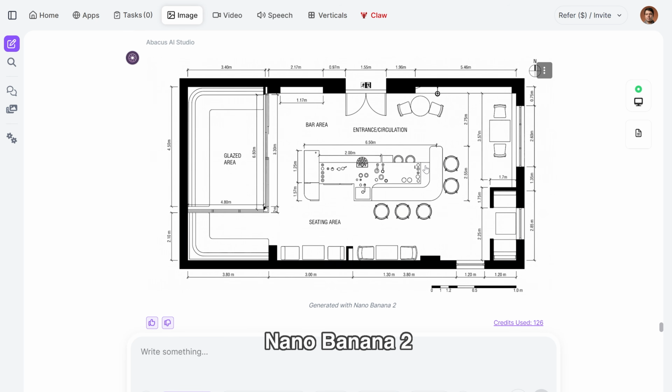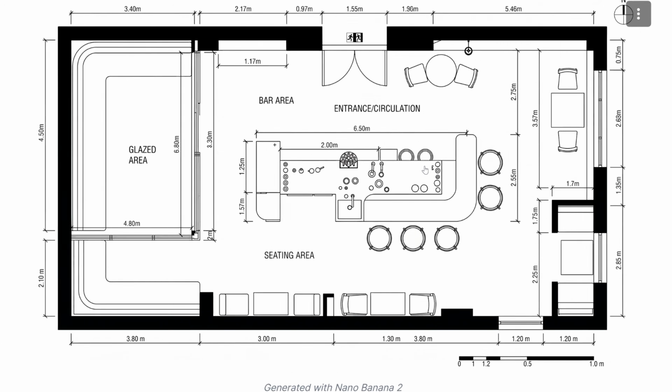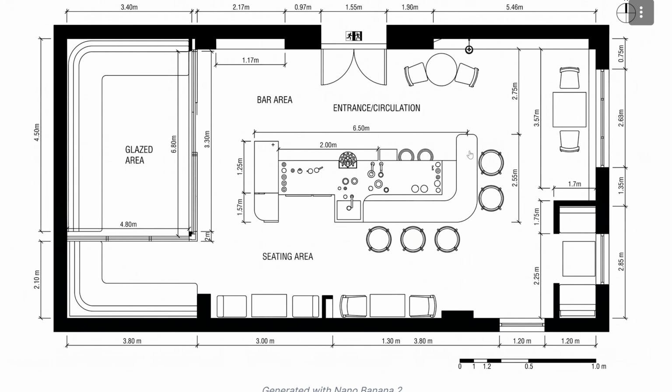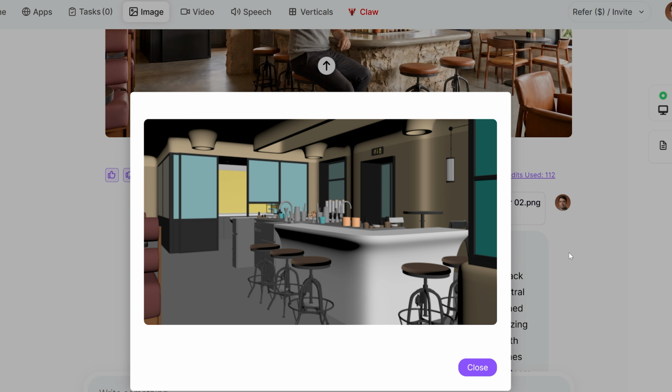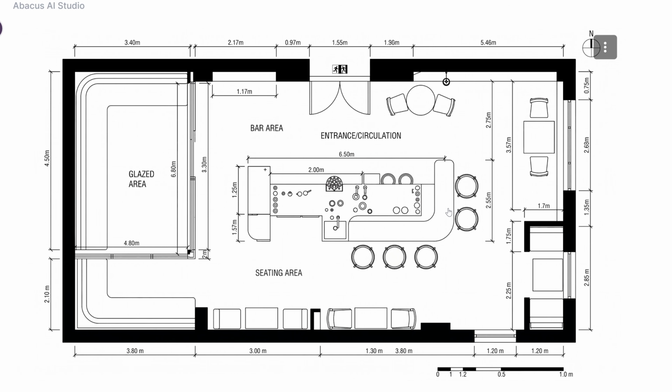For Nano Banana 2, this is actually much better. The bar area is correct, and the chairs, there are exactly 5 chairs in the scene, and Nano Banana also drew exactly 5 chairs. So for generating floor plans from a viewport, Nano Banana 2 is more accurate.